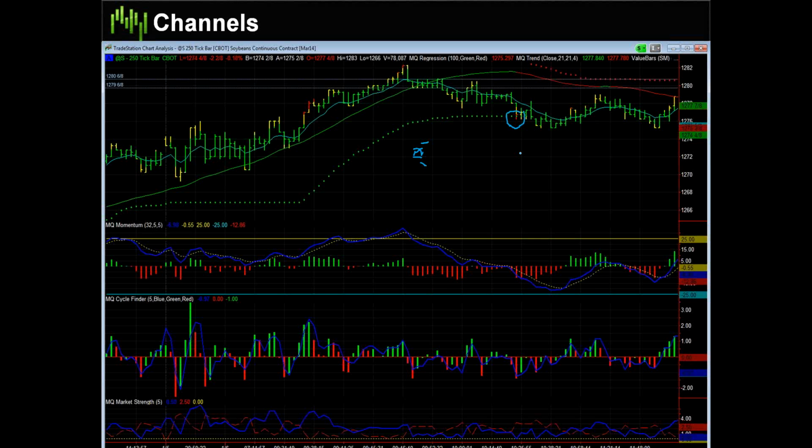No, you don't wait for it to close above. You get in as soon as it breaks above, as soon as price action hits above the certain point.